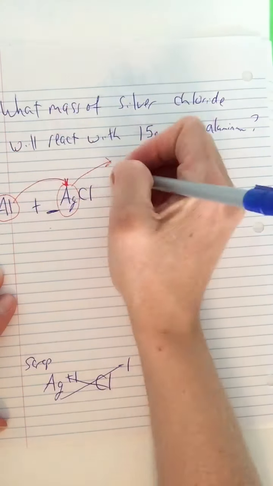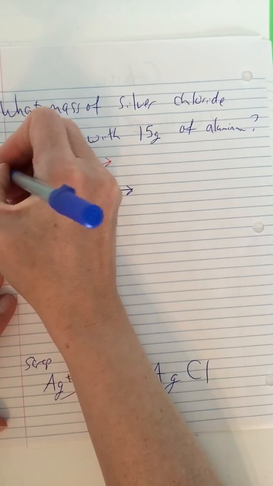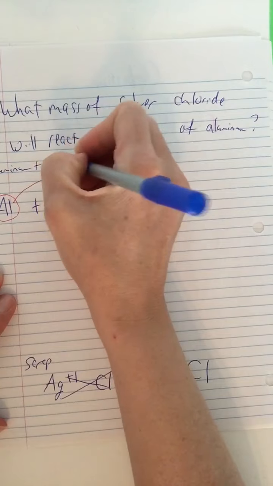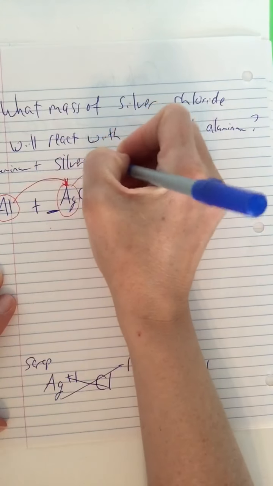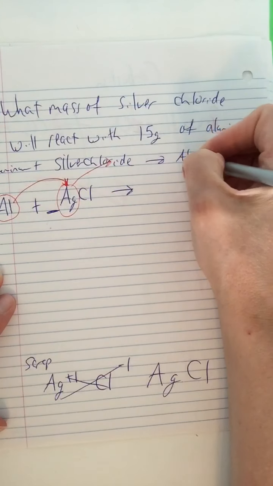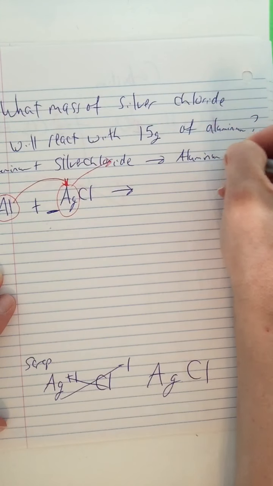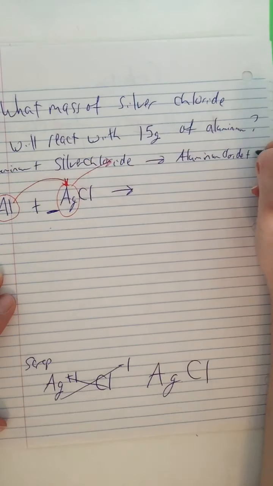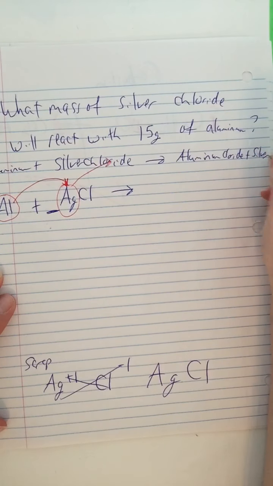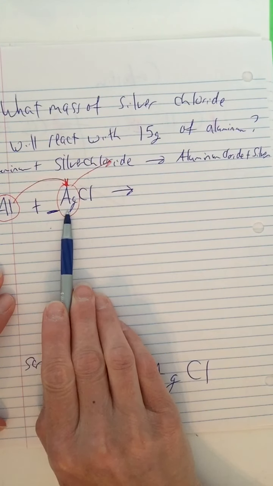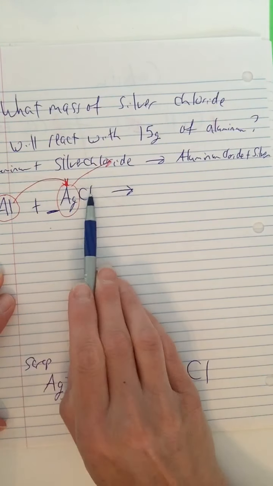If I want to do the words up here, I could say aluminum plus silver chloride yields aluminum chloride plus, who got the boot? Silver. So aluminum plus silver chloride yields aluminum chloride plus silver.